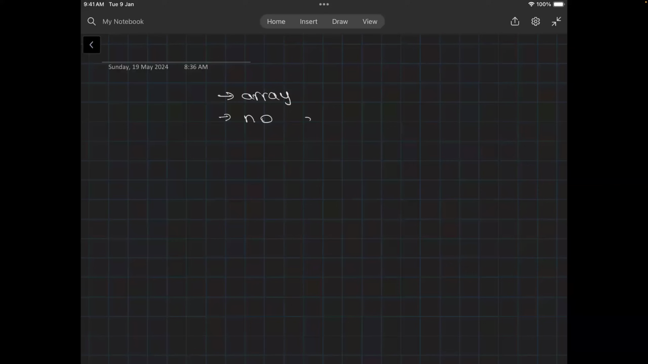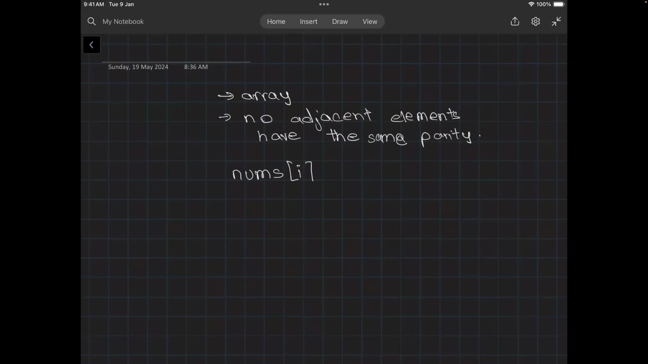That no adjacent elements have the same parity. Same parity, right? Now, what are adjacent elements, guys? If nums of i is the ith position in your array, then what is adjacent to it? We have nums of i minus 1 and we have nums of i plus 1, right? These are the adjacent elements.